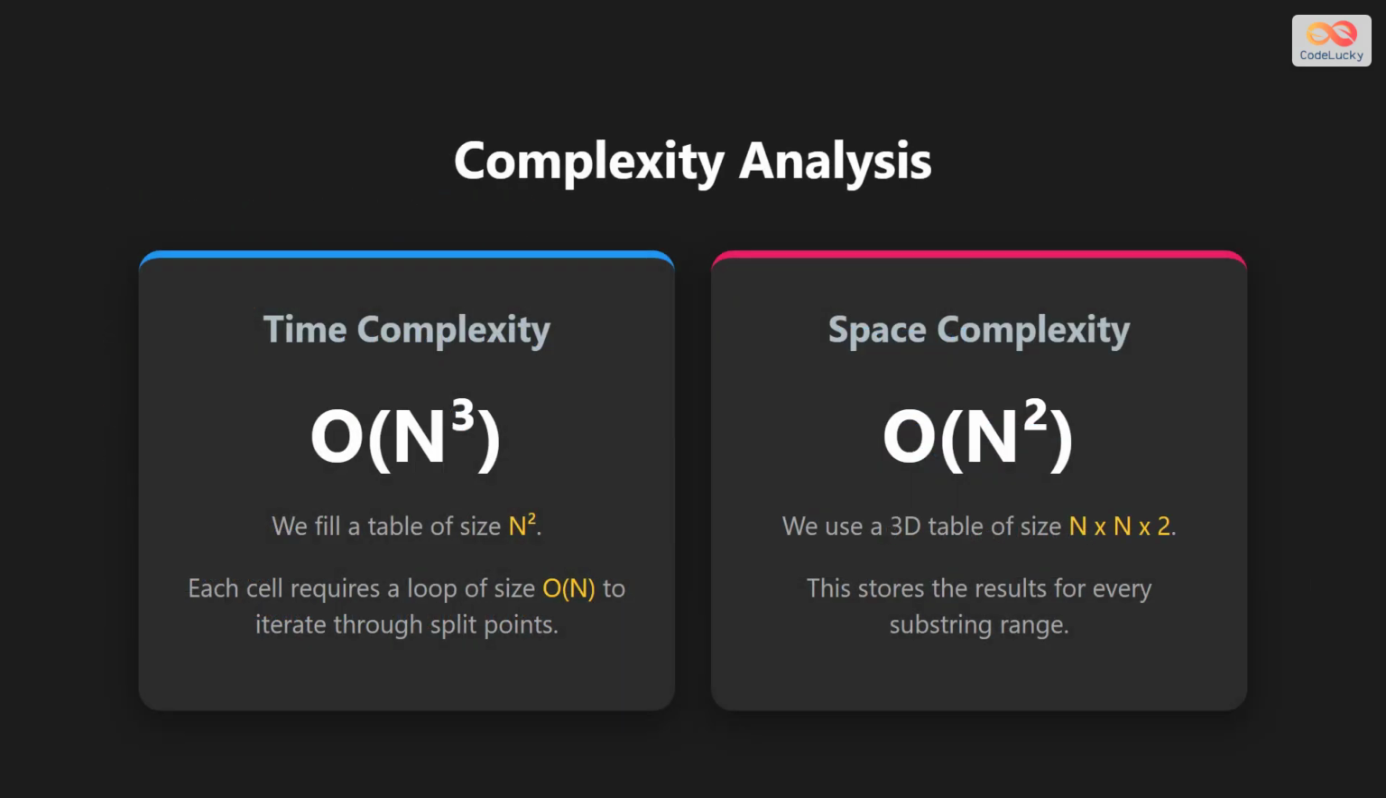With dynamic programming, our time complexity becomes cubic, or O(n^3), because for each of the n squared states, we iterate through the length of the substring. The space complexity is O(n^2), which is the size of the table needed to store the results.